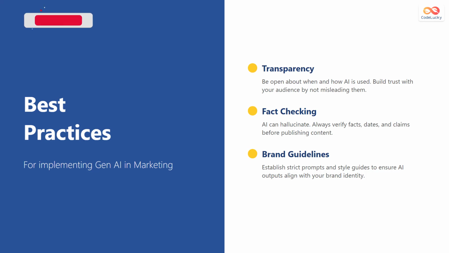When implementing this, there are best practices to follow. Transparency is key. Be open with your audience. Fact-checking is mandatory, as AI can sometimes present incorrect information confidently. And finally, strict adherence to brand guidelines ensures that the speed of production does not dilute your brand's identity.